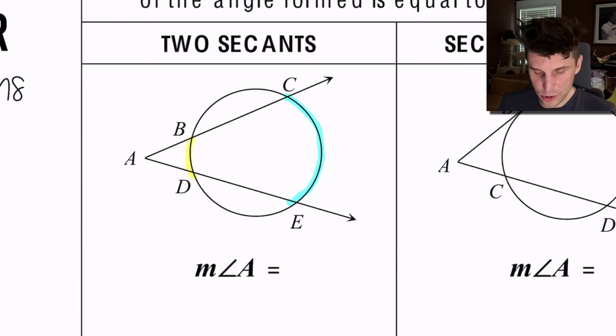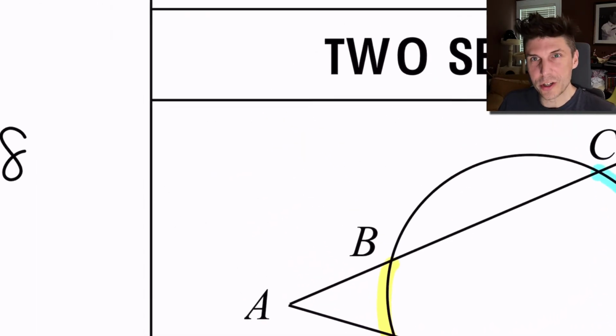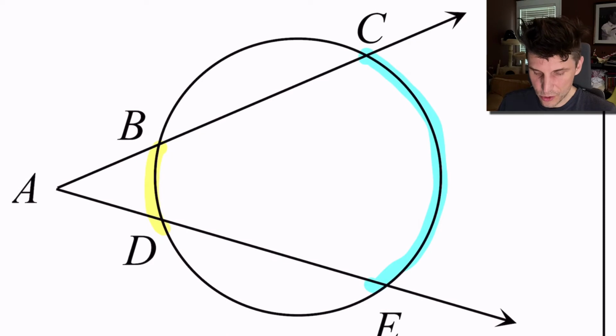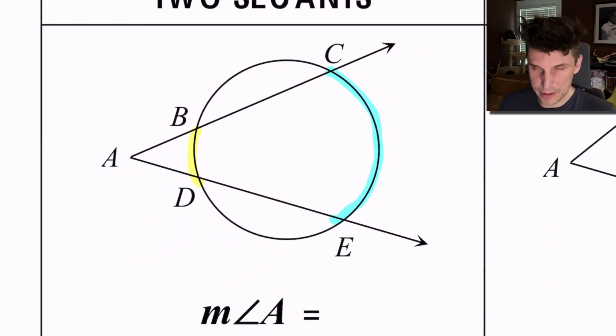I want you to think that you're looking through a telescope or something like that. It's a little peephole at angle A, and what portion of the circle do you see when you're looking through A? You'd only see that yellow arc and that blue arc, right? So the relationship that exists here is that the angle is going to equal half of their difference. The good news again is it's always half, right?